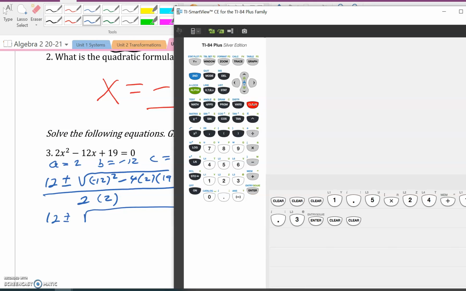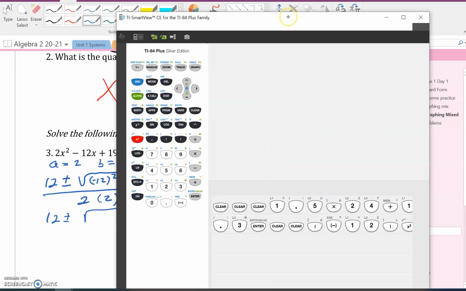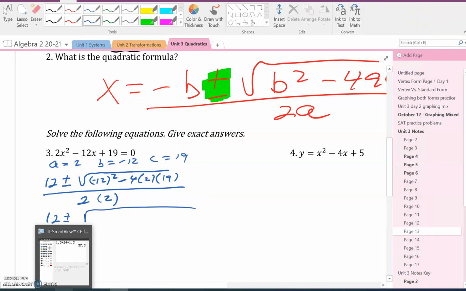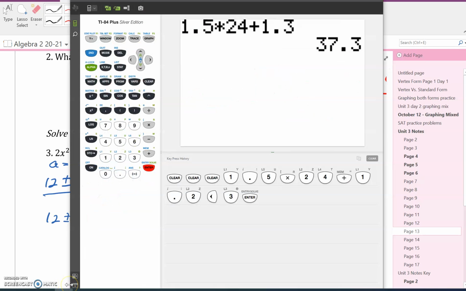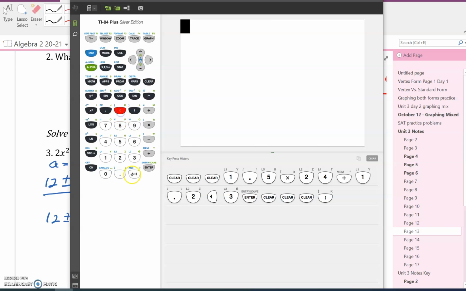So here I go. I got parentheses, negative 12 squared. Where is this going? I don't know what just happened there. Sorry. Here we go. Clear. Parentheses, negative 12 squared.